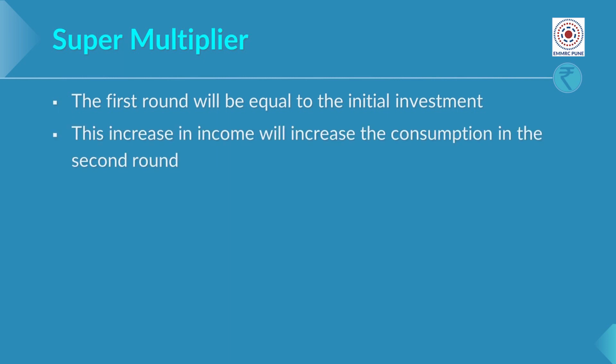This increase in income will increase the consumption in the second round. As the marginal propensity to consume is 50%, the induced consumption will be rupees 5 crores in the economy. The induced investment in the second period will be rupees 10 crores as the acceleration coefficient is 2.